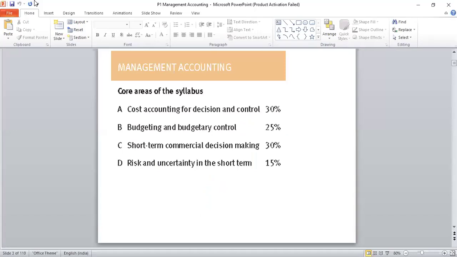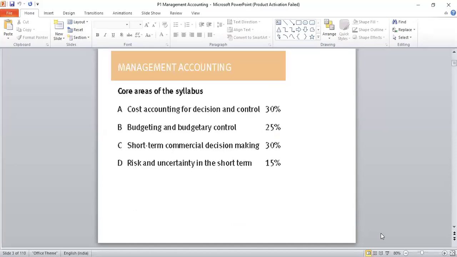Section wise, the number of sections which are divided in this particular paper is 4. We have section A till D. A talks about the cost accounting and decision control. Then we have the budgeting and budgetary control, short term commercial decision making. The last part of it is risk and uncertainty in the short term. Under each of these topics, again, we have subtopics also.